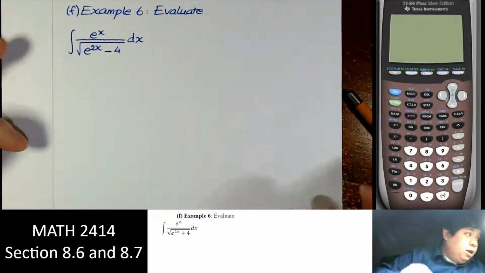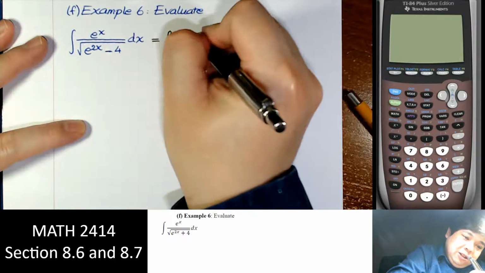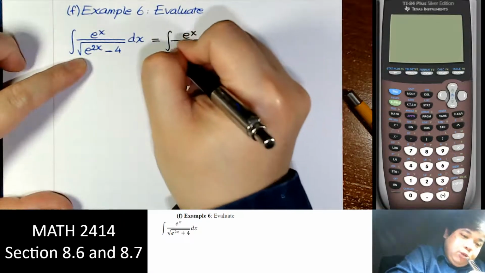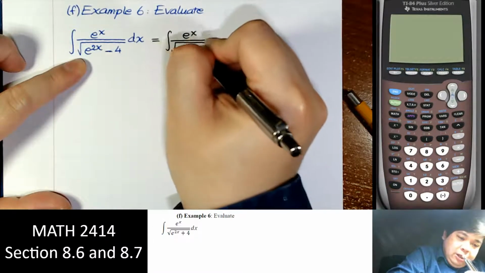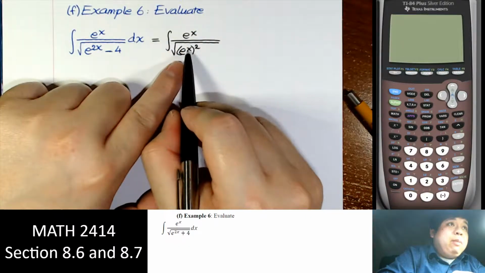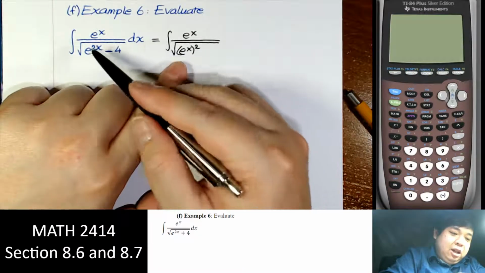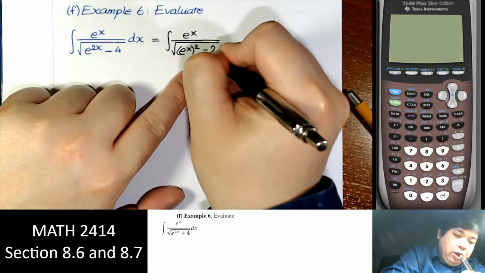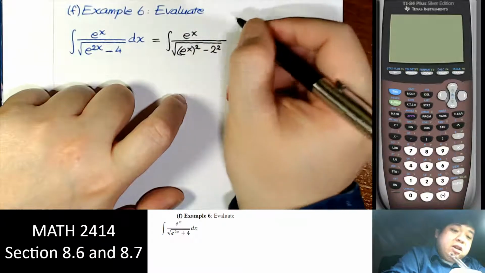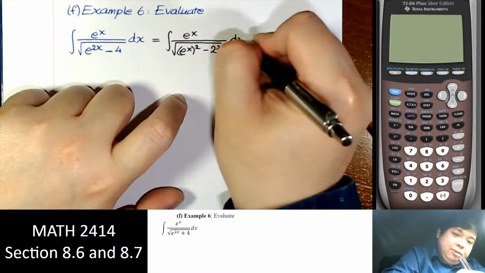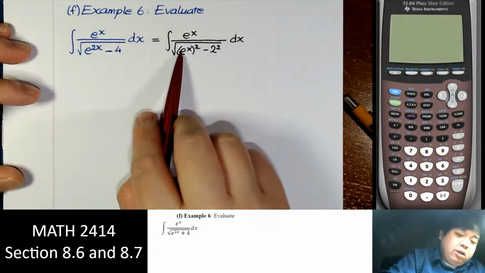So first, I will rewrite the problem as e to the 2x is going to be e to the x square, because when we have a power to another power, we multiply these powers, and that gives us 2x. And the 4 is going to be 2 square. So we can take care of that suddenly. However, we will turn this into a variable first. Turn this into u.